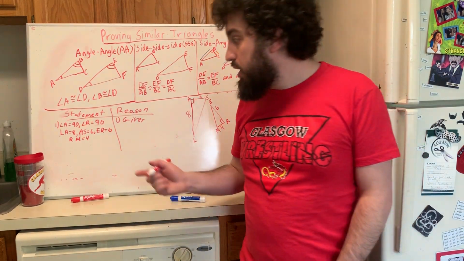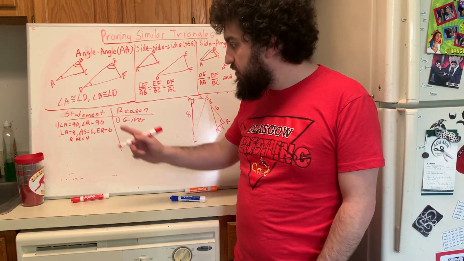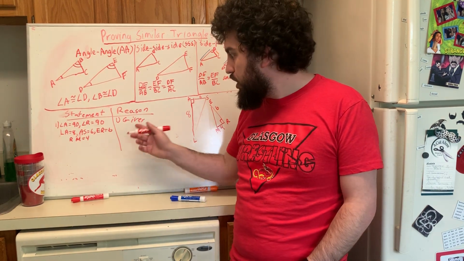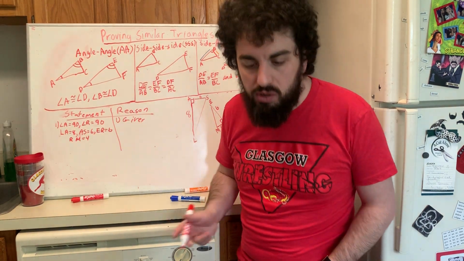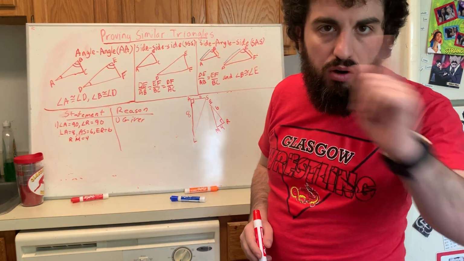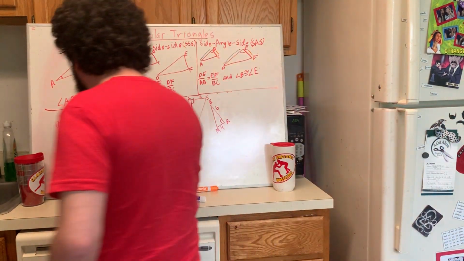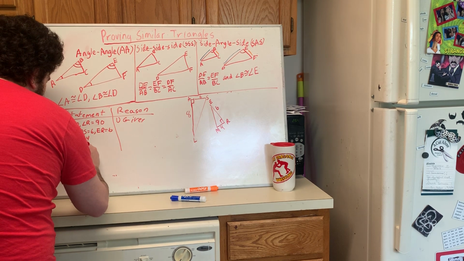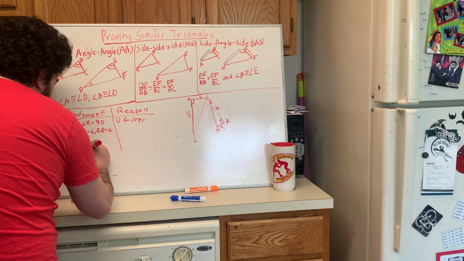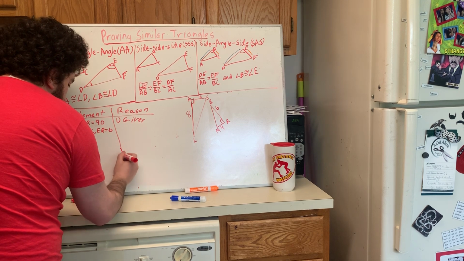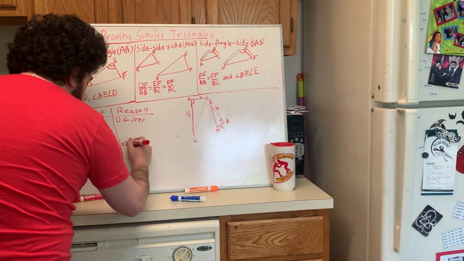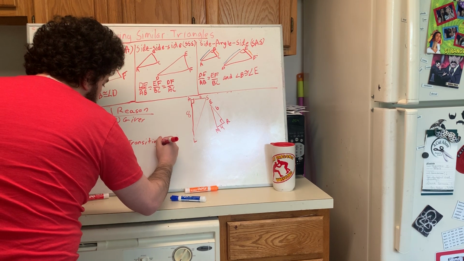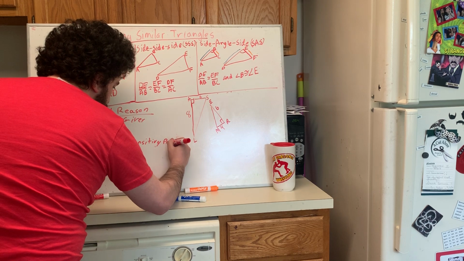What I'm going to do now, since it's very obvious that angles A and R are congruent to each other because they are both 90 degrees, let's knock that one out right away using the transitive property. So, angle A is congruent to angle R. That is the transitive property.